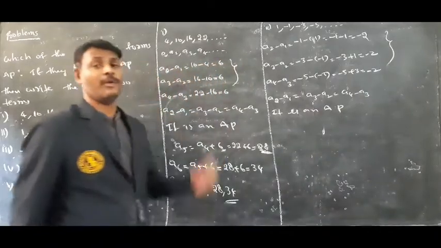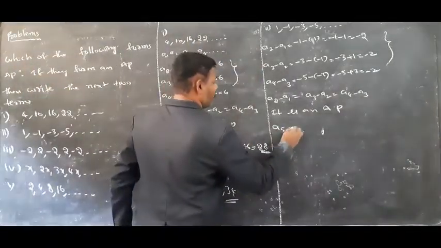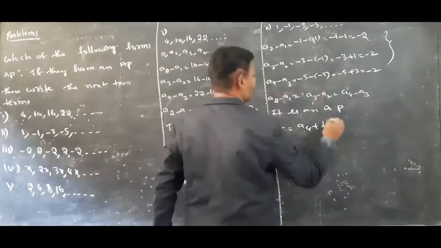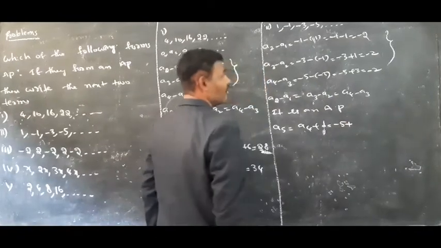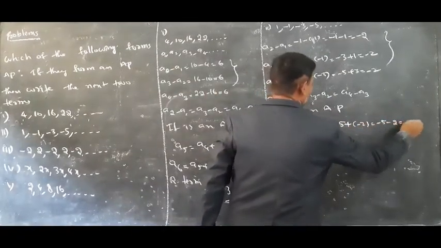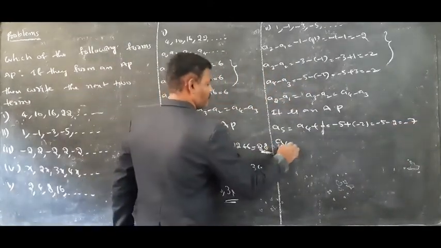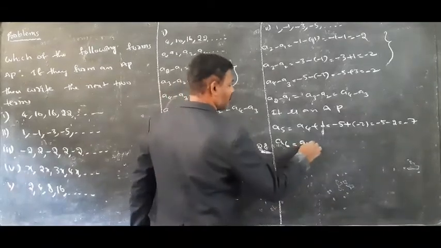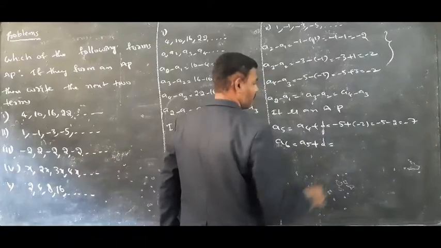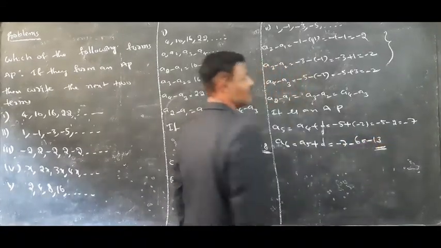If that is an AP, you have to find the next two terms. A5 is equal to A4 plus D. What is the fourth term here? Minus 5. Then what about the D here? Minus 2. So minus 5 minus 2 is equal to minus 7. Similarly A6. A6 is equal to A5 plus D. A5 means minus 7, minus 7 minus 2 is equal to minus 9.